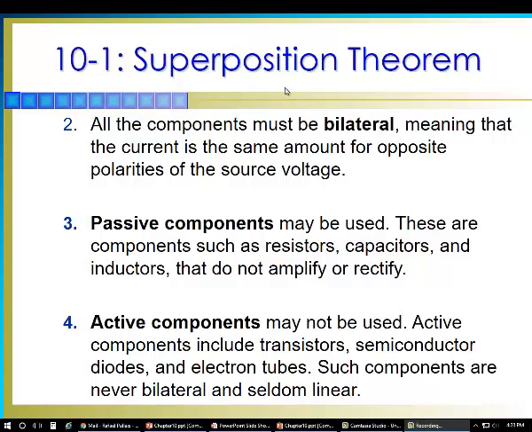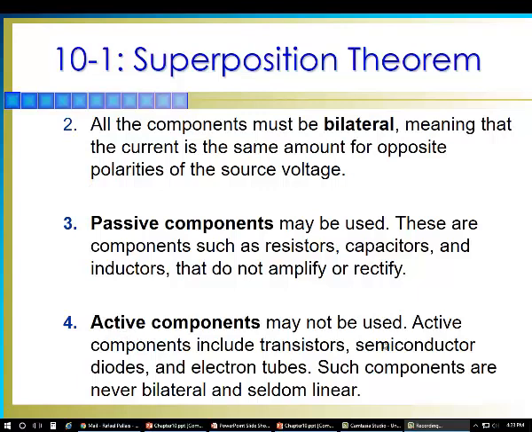Condition 3 is that only passive components may be used when analyzing a circuit using the superposition theorem. These components are resistors, capacitors, and inductors, and they do not amplify or rectify voltages. And fourth condition would be that active components may not be used.